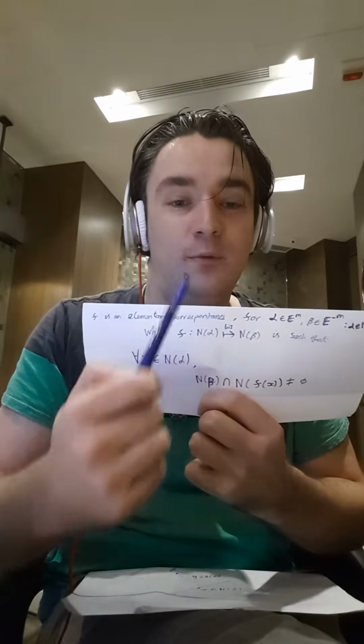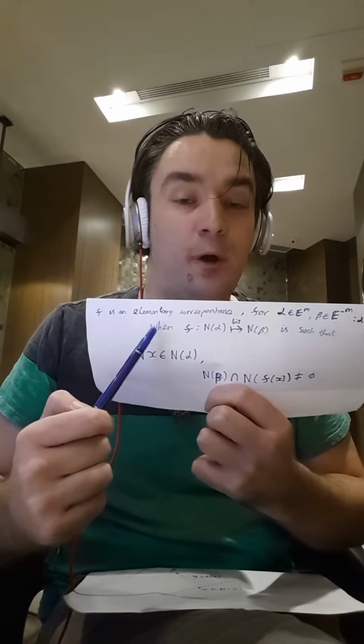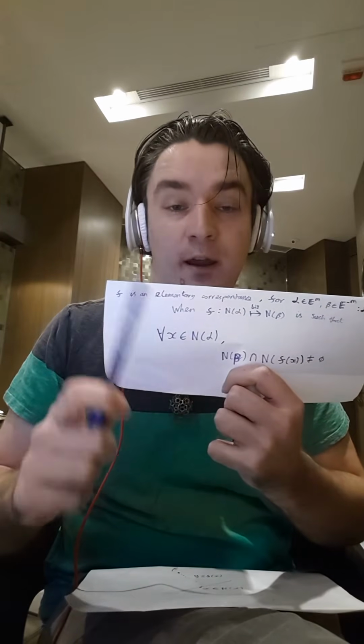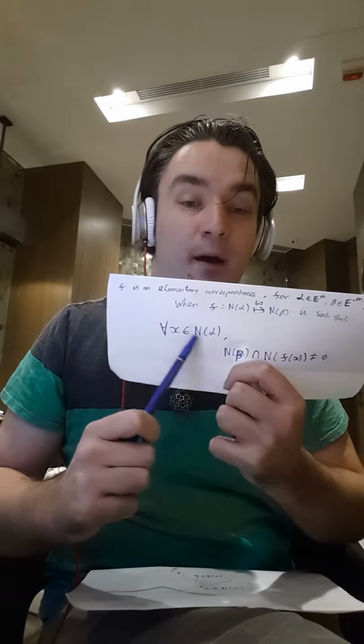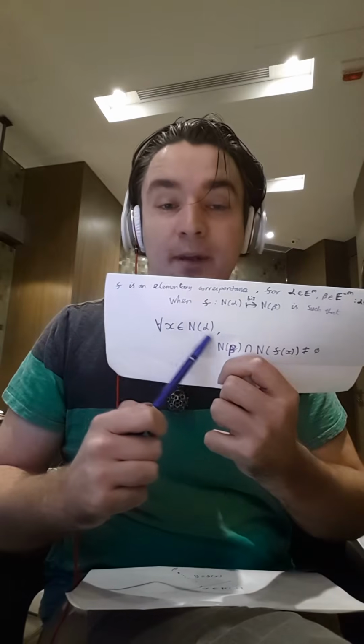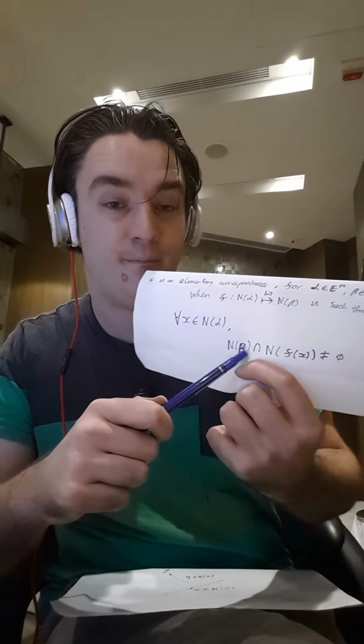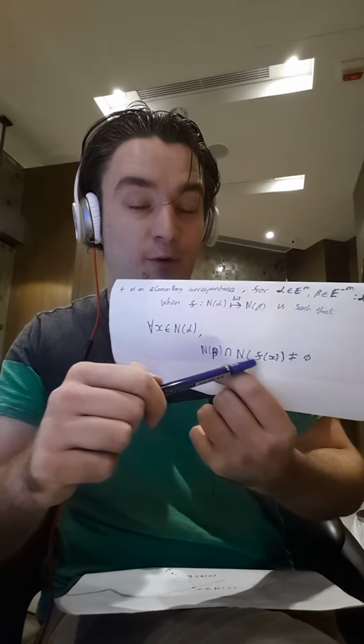One's a point, one's a line, we could say. And an elementary correspondence, well, that's a bijection, a one-to-one onto mapping, from the neighbourhood of alpha to the neighbourhood of beta. Now, it has to satisfy one crucial condition, and that is that for every member of the neighbourhood of alpha, in other words, for every element that this mapping F is acting upon, we have to have this condition that the neighbourhood of beta intersects with the neighbourhood of the image of the point we are acting upon.